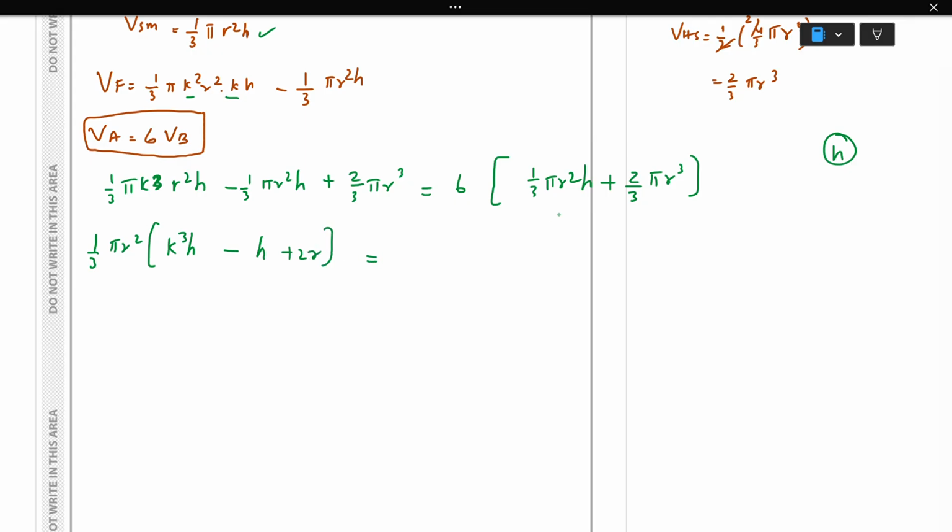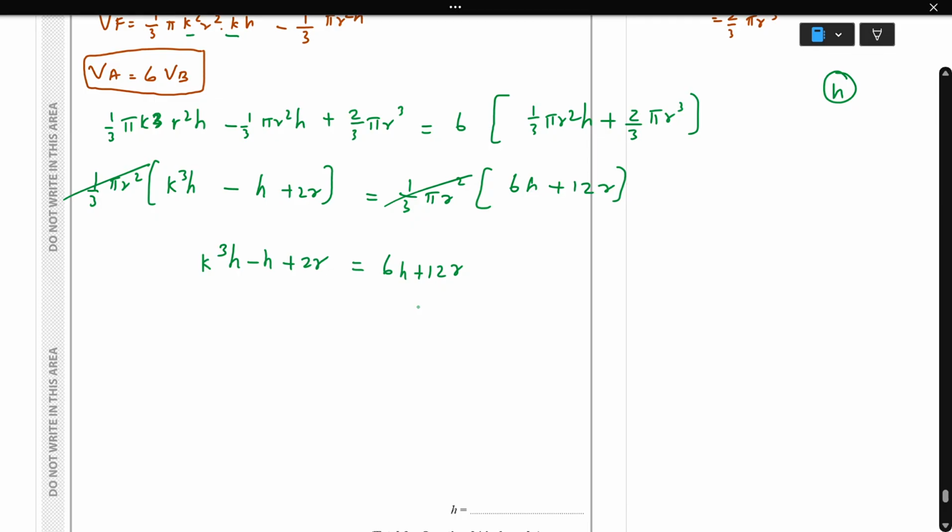On the right side also I'll bring out 1 by 3 pi r square. When I bring it out, this 6 will join pi r square h, so 6h will be there, 6 I'll multiply inside. Plus here also 1 by 3 pi r square, when I bring it out, 2r is left. 2 times 6, which is 12r. Now here also 1 by 3 pi r square on both sides, I can cancel because I'm dividing both sides by 1 by 3 pi r square. The rest is going to be k cube h minus h plus 2r equal to 6h plus 12r.